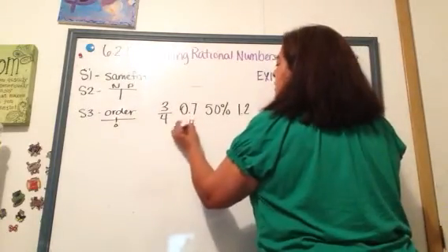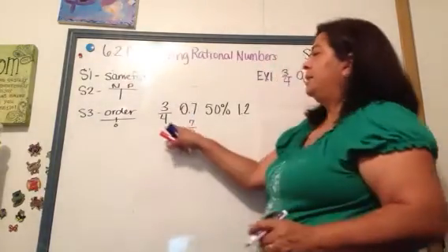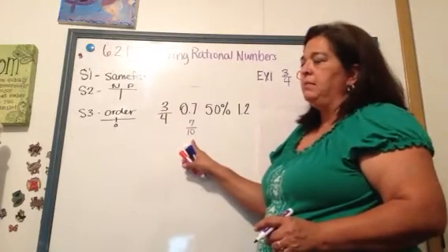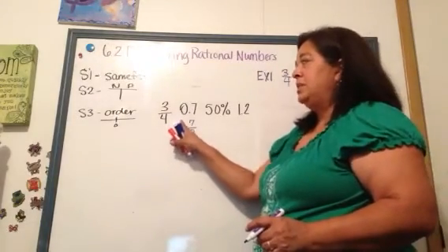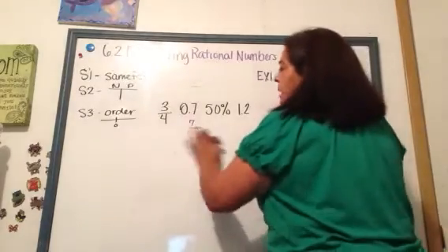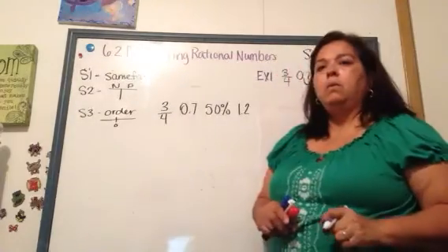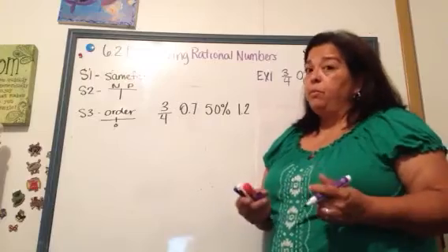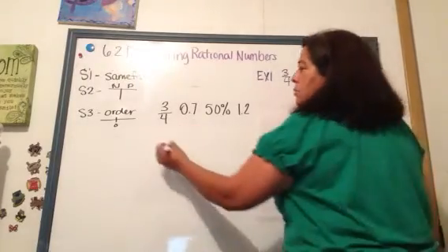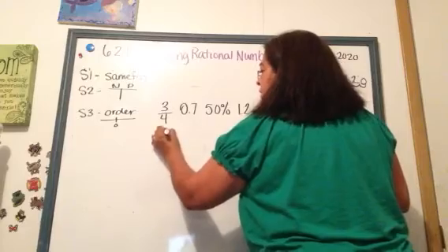I know that this is 7/10. Wait a minute. That's 4 and 10. I cannot make that 4 a 10 very easily. I can go 4 times 2 is 8, but it's never going to be 10. I don't think I want to change it to a fraction. So what else is on our list? Percent. Let's try percent. 3/4 is a benchmark percent. I know that is 75%.